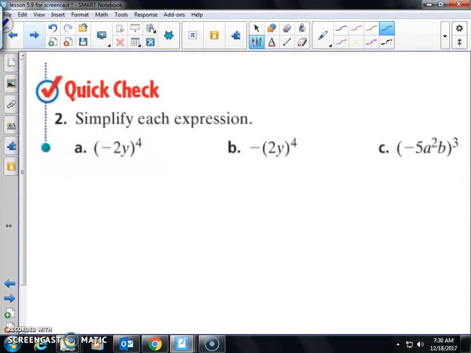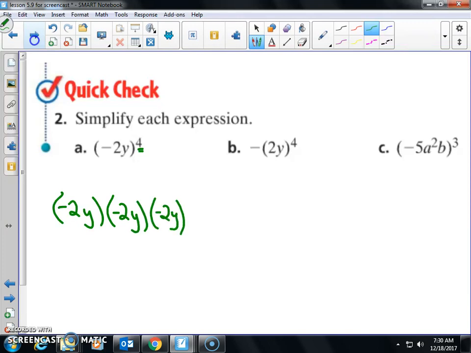In this next group, they threw some negatives at us. And we've talked about the strategies with negatives. In letter A, this negative is in parentheses. It's glued onto the 2. Think of what that means. I have negative 2 and a y. And it says to the fourth power, that means I need 4 of them if I'm going to write all this out. But the negative is glued onto the 2 every time.